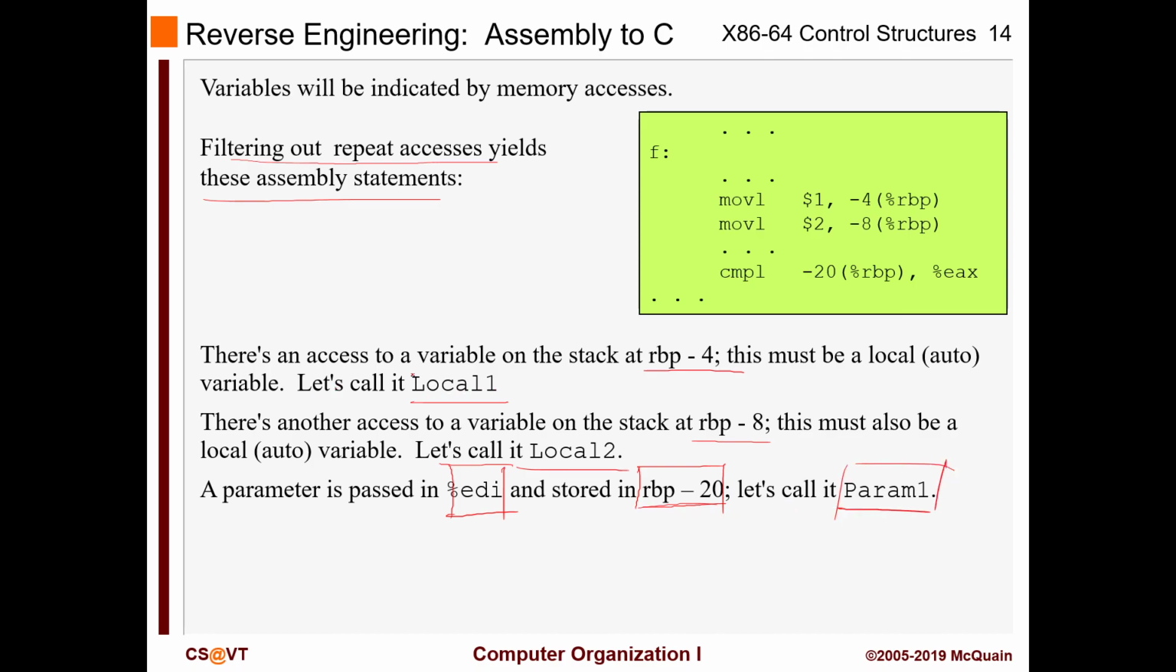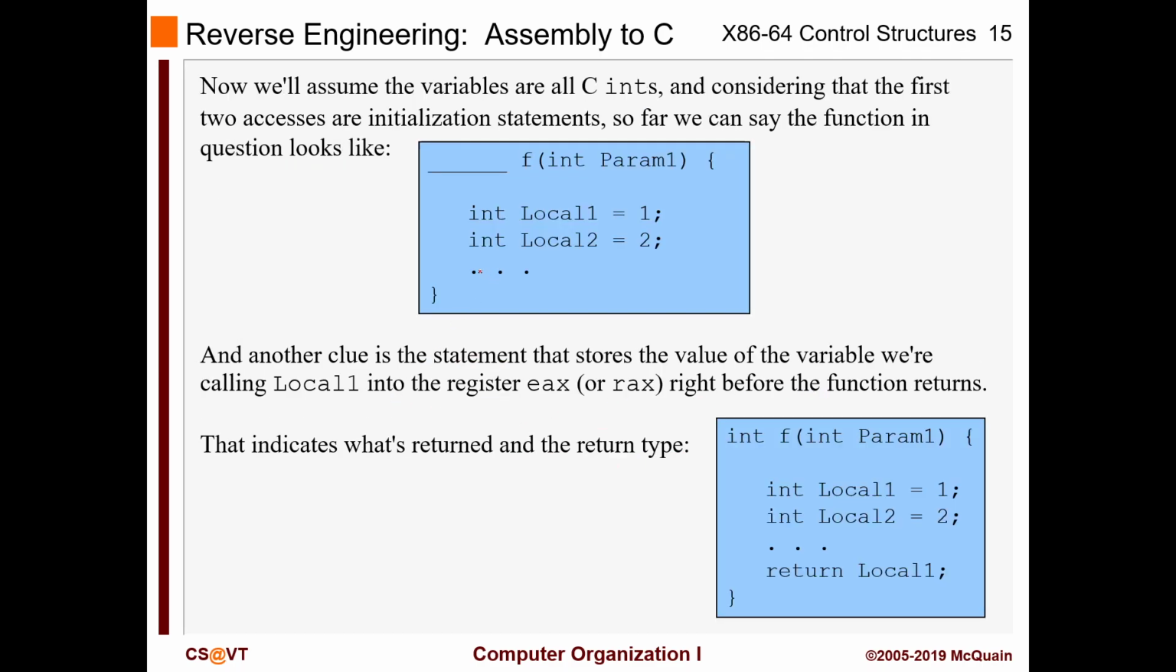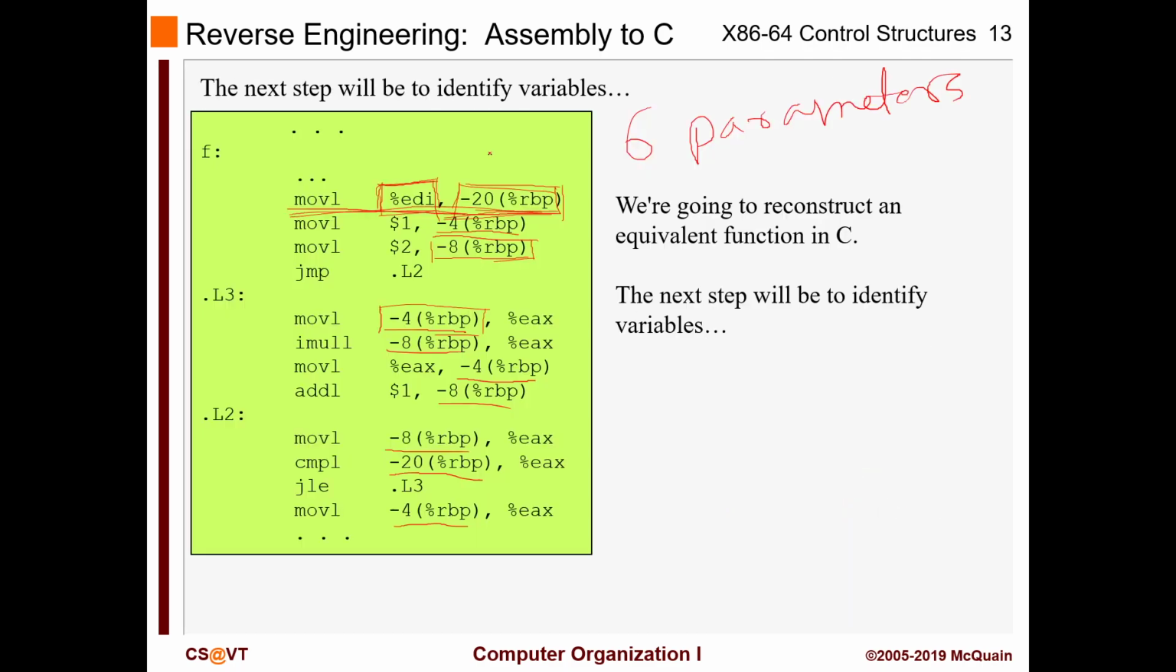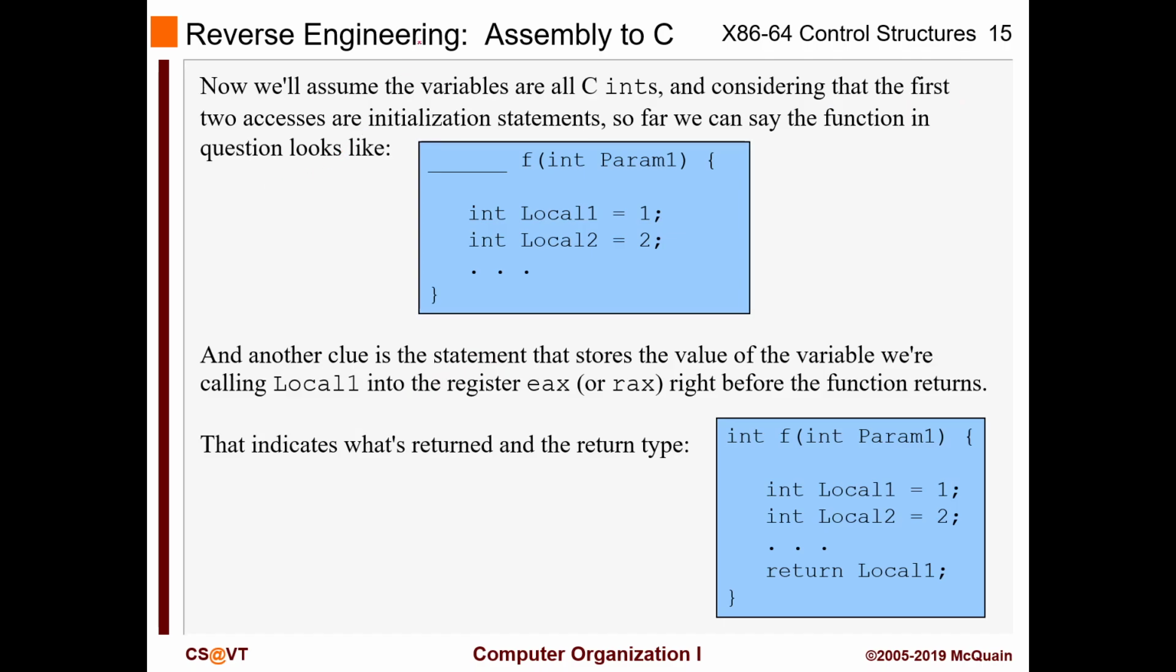So right now we have 3 variables: local 1, local 2, and a parameter 1, which is also a variable, right? And another thing to notice over here, this f1. Usually these labels are based on their function name. So we are going to call our function f1.